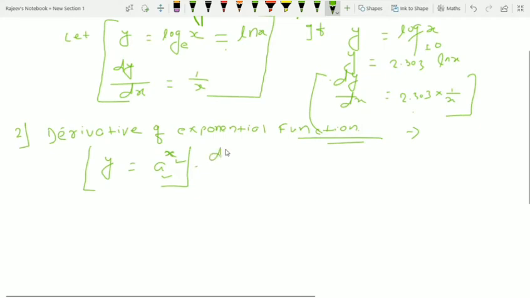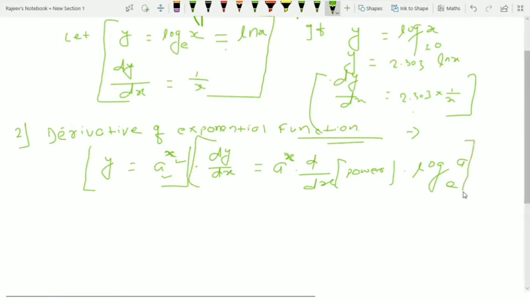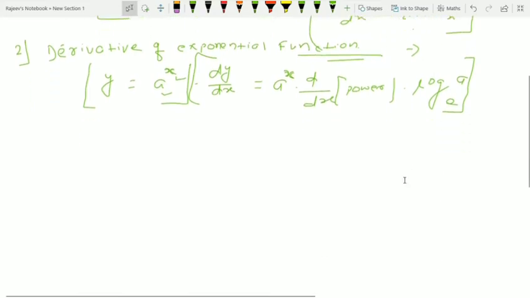So I'm writing the result here. You have to remember it like that. First of all, write as it is. Then differentiate the power. Then take log a e. So this will be the differentiation. This is the formula of differentiation of an exponential function.